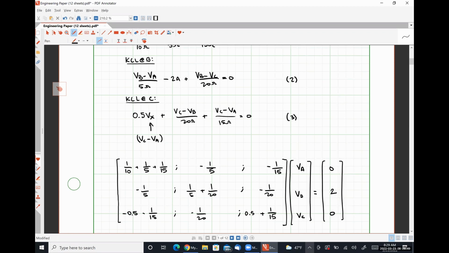So if we put these into our system solver, 1/10 plus 1/5 plus 1/15, negative 1/5, negative 1/15, 0, negative 1/5, 1/5 plus 1/20, negative 1/20, positive 2, negative 0.5 minus 1/15, negative 1/20, 0.5 plus 1/15, 0, and we solve. What mistake did I make?